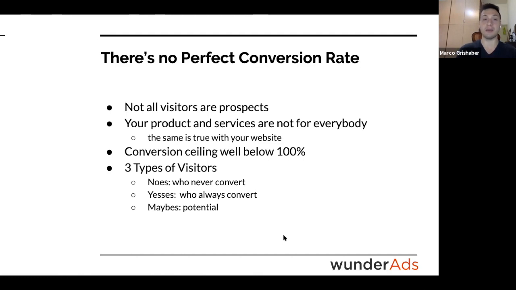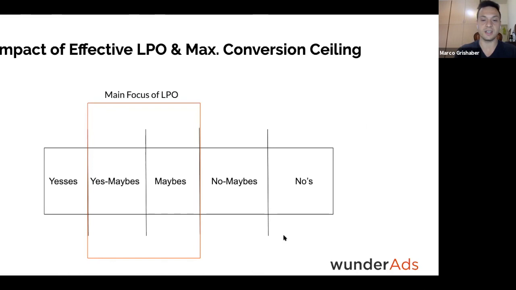And then you have the potential maybes. They are in the market, but they are not yet 100% committed. And those are the ones that we want to target with our landing page optimization. And this is how it looks. You have the yeses, the no's, the yes maybes, the maybes, and the no maybes. The main focus of landing page optimization is on those yes maybes and the maybes. And as you can see, the conversion ceiling is between the maybes and the no maybes. And yeah, the rest is just not worthwhile to focus on.